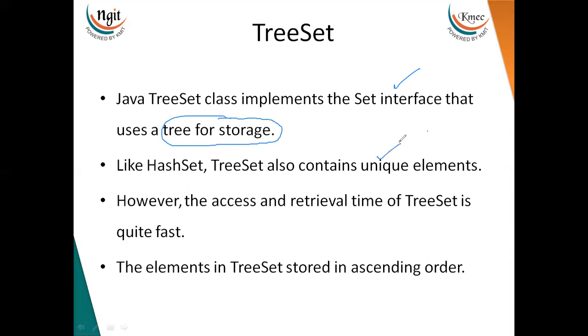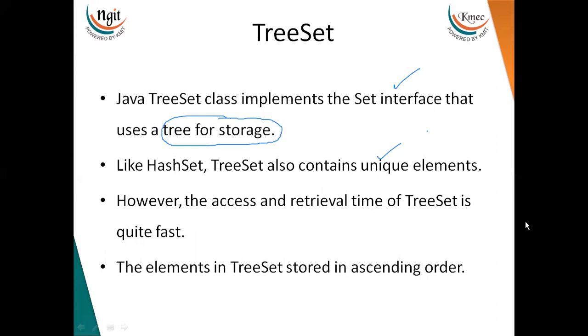Now, it contains unique elements, same as the hash set, and accessing of the elements from the tree set is faster compared to the hash set. By using the tree set, you can access the elements very fast compared to the hash set. That means by using this, we can access a bit faster. So what is the reason? Because the tree set stores the elements in ascending order. So that's why we can access the elements a bit faster compared to the hash set.